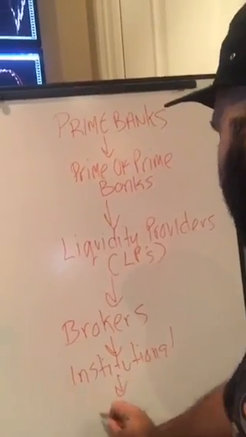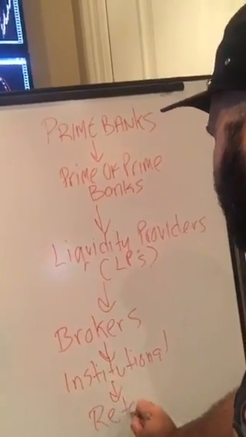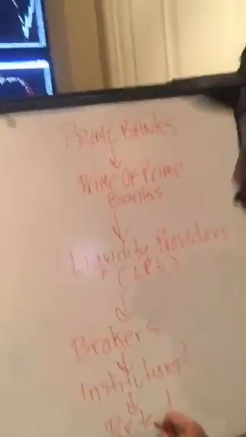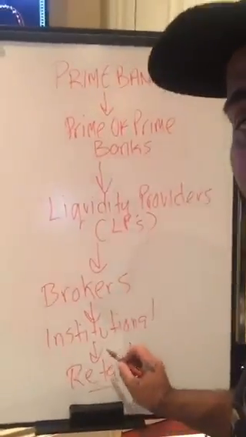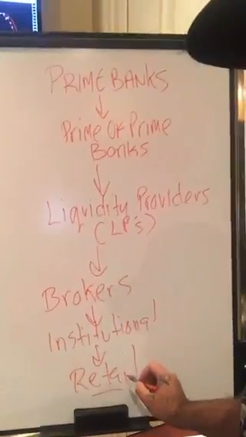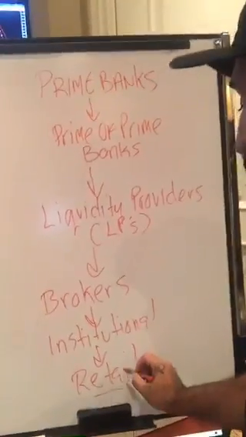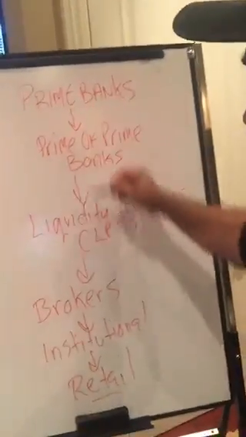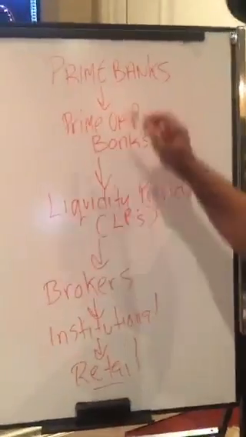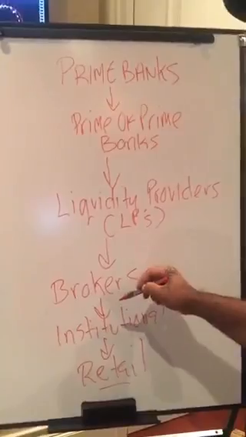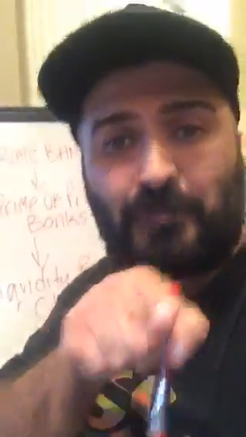And below them, you've got the retail market. Retail traders. That's you. So look how low you are on the food chain. Look at how minute you are. And there's 100 different forms of technology right in between this. You are a little mouse.